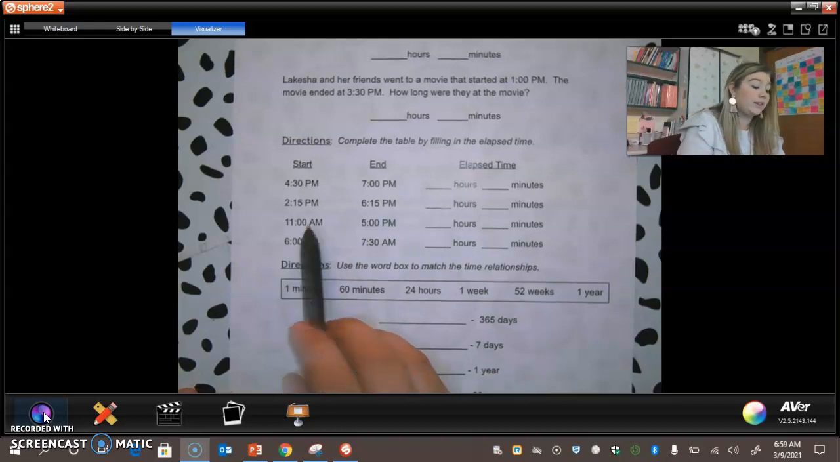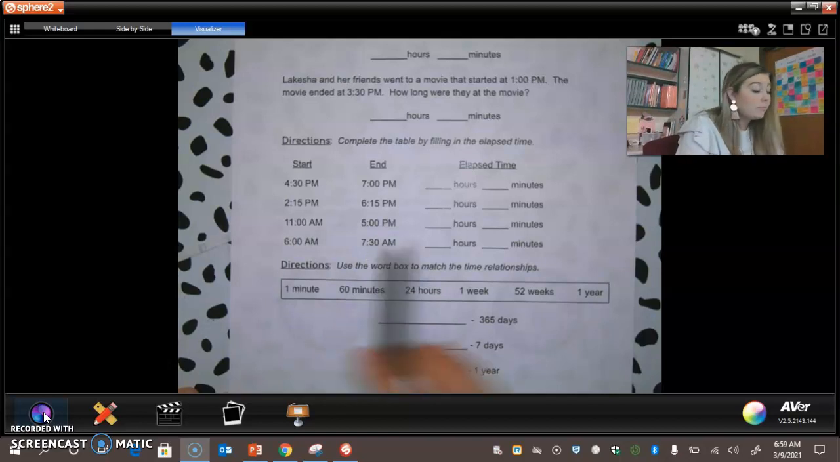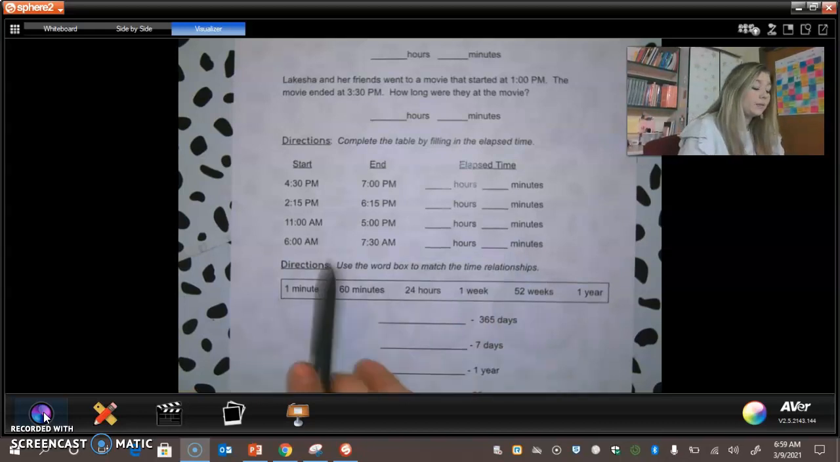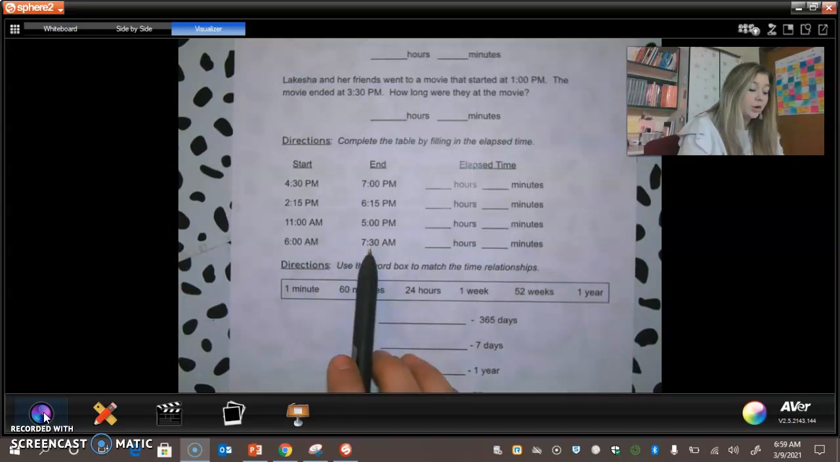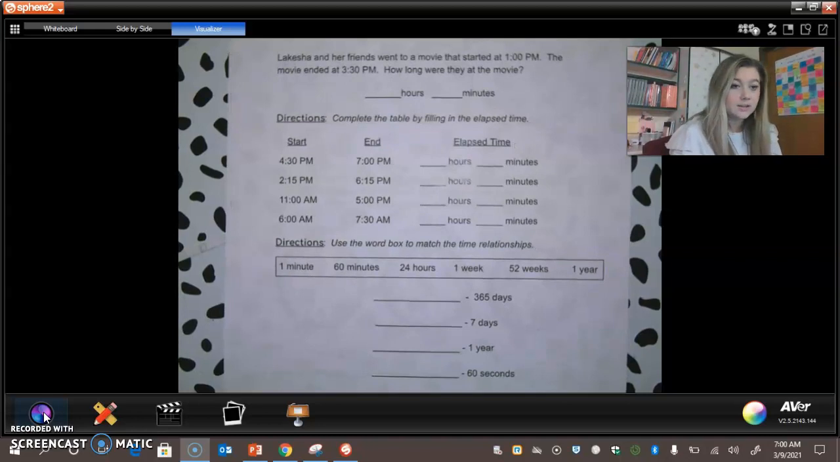Next, you need to find the elapsed time from 11 a.m. to 5 p.m. Write the hours here and the minutes here. And in this last one, you need to find the time elapsed from 6 a.m. to 7:30 a.m. and write the hours and minutes right here. If you're not finished with that, pause this video to finish before you move on to the next section.